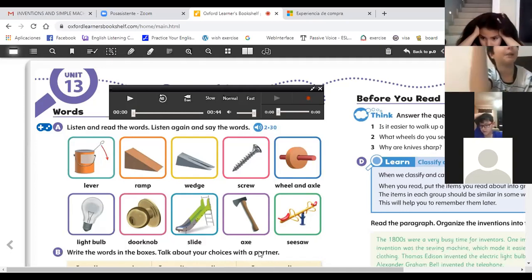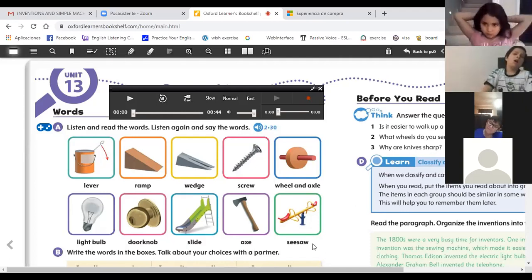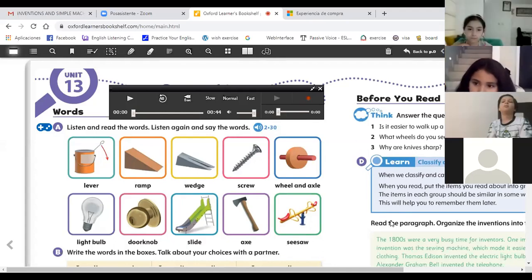Seesaw. Axe. Axe, excellent, axe. It's the shortest word in this vocabulary, axe. A-X-E, axe. And the last one, Patricio? Seesaw. Okay, the pronunciation over here is saw, seesaw. So, can you say it again, please? Seesaw. Seesaw, excellent. Thank you so much. Okay, thank you for participating, guys.